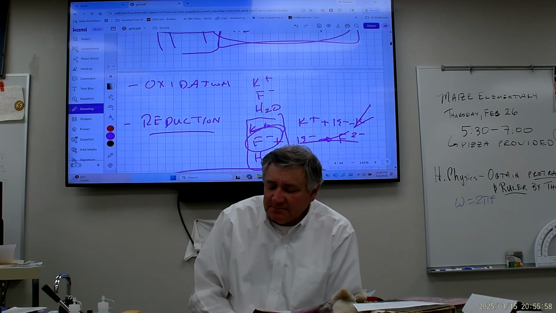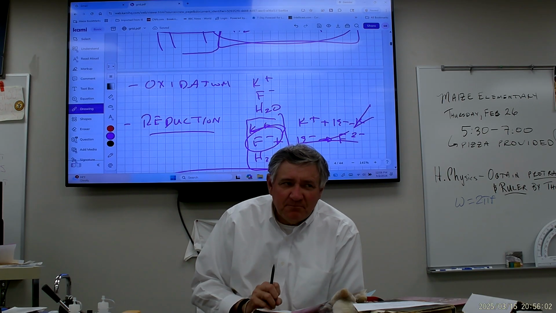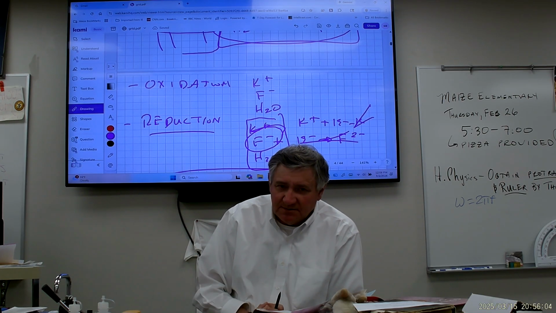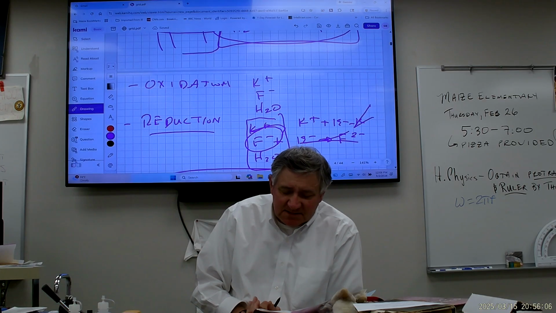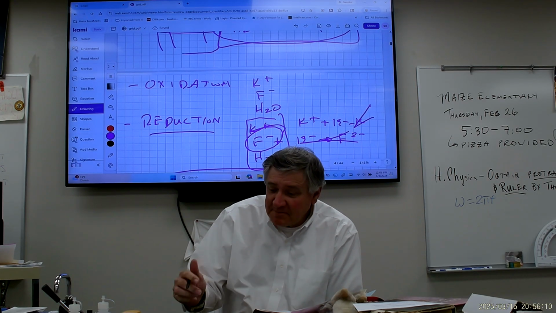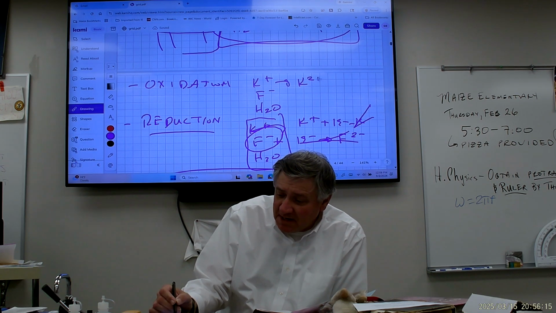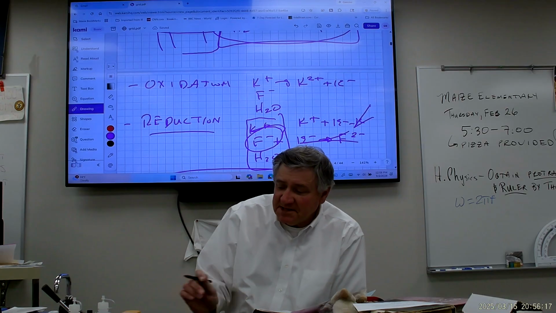Now, the oxidation. Could potassium even remotely undergo oxidation? You shake your head no. Why? I've never seen K plus 2 before. Yeah, because if this did this, you would make K2 plus an electron.